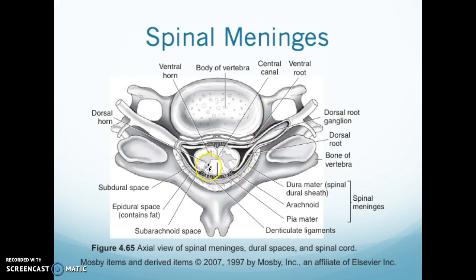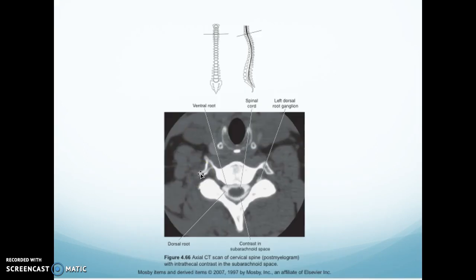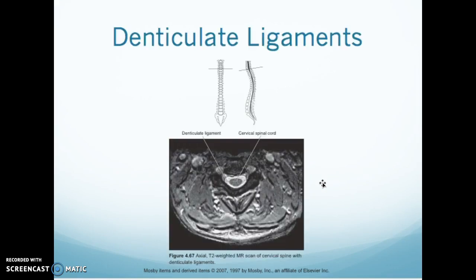So looking here, you have the dorsal horn and the ventral horn. And then you have these little fibers, which are denticulate ligaments, and they anchor it in place. And around that is subdural space, and it has fat in it. So you can see here, this is a CT myelogram. We have the spinal cord in the middle, and you have your little gray stripe there is your ventral root. The black stripe in the back is your dorsal root, and then the thicker part where they merge together is your dorsal root ganglion within your subarachnoid space.